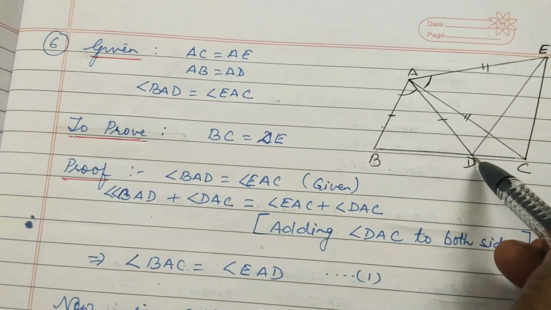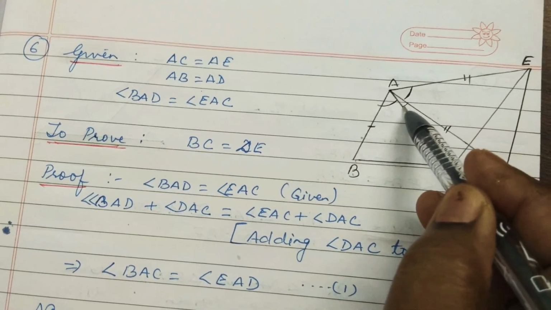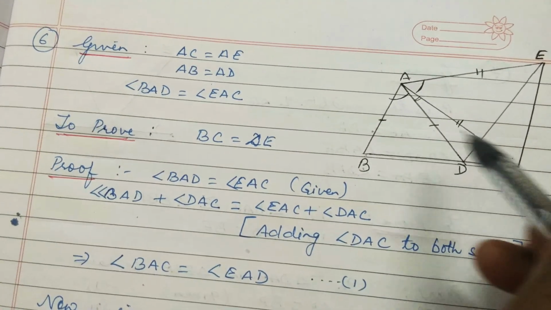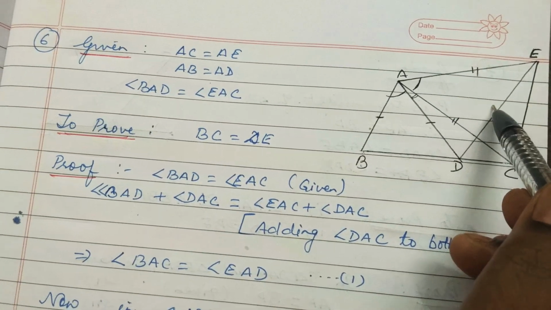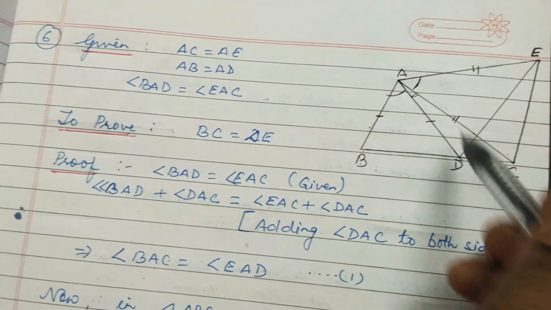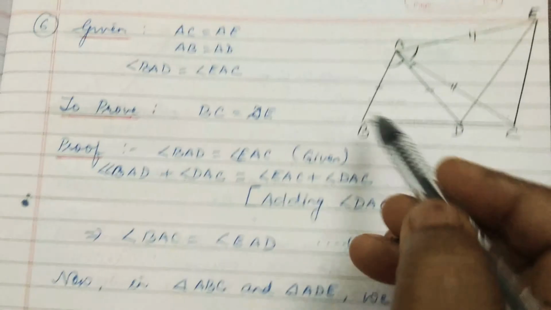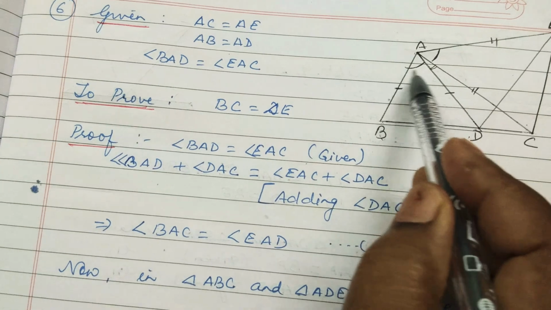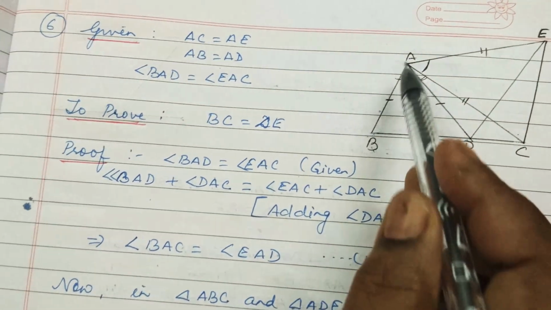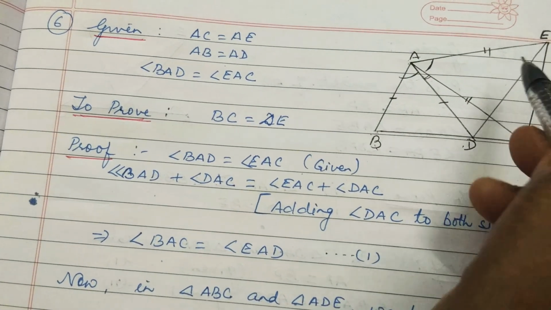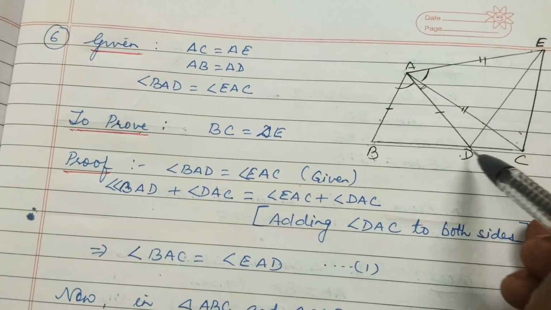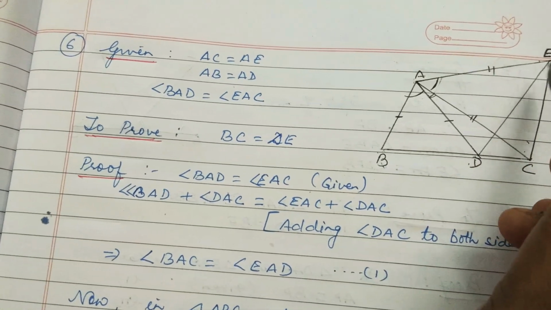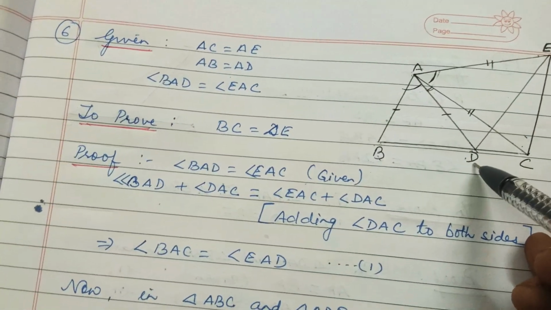Now, if we add this angle, angle DAC, to angle BAD and angle EAC, if equals are added on both the sides, so we will add angle DAC on both the sides. So, BAD plus angle DAC becomes this angle, that is angle BAC. Similarly, angle EAC plus angle DAC, that is this angle. So, when we add these two angles, it becomes angle EAD.